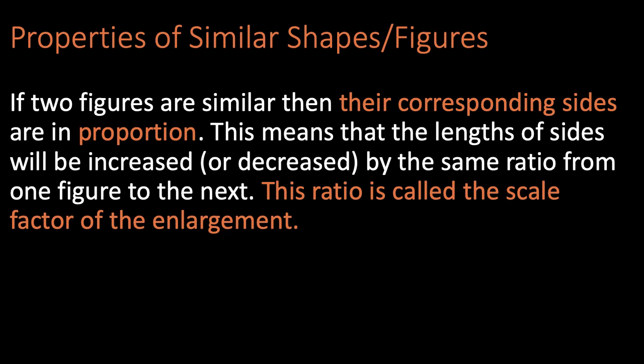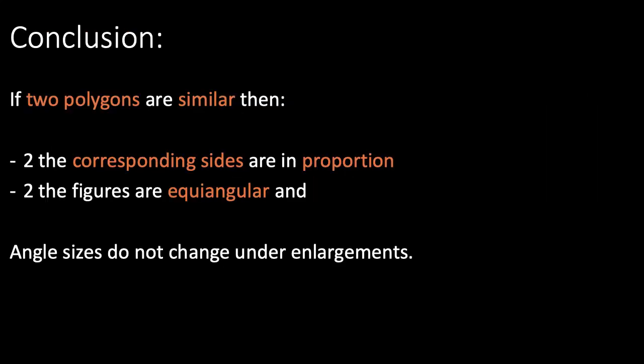If two shapes or two figures are similar, then the corresponding sides are in proportion. This means that the length of the sides will be increased or decreased by the same ratio, that is known as the scale factor. We drew two conclusions from our exploration in the previous video: if two corresponding angles are equal, then we can say the triangles are similar, and if the corresponding sides are in proportion, we can say that the shapes are similar.